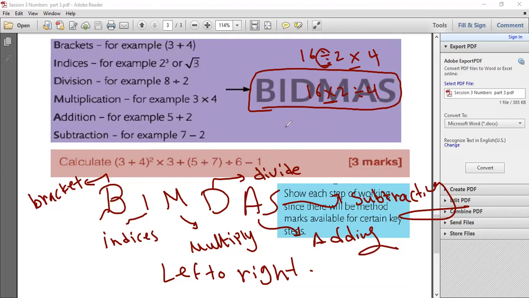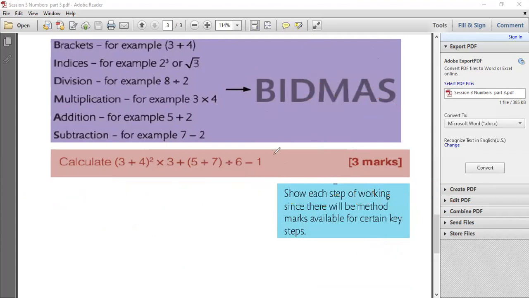Also in addition and subtraction. See here. Which one do you do first? Adding, then subtracting. Here, which one do you do first? Subtracting, then adding. Yes, because we go from left to right. Okay? Now take like 5 minutes. Try to do this one.